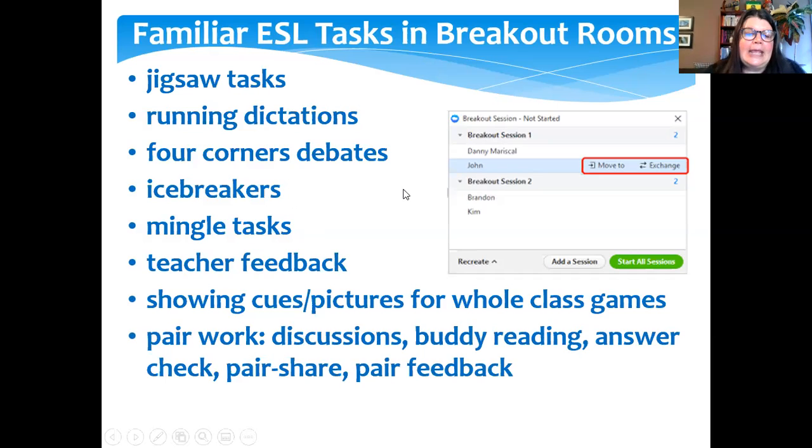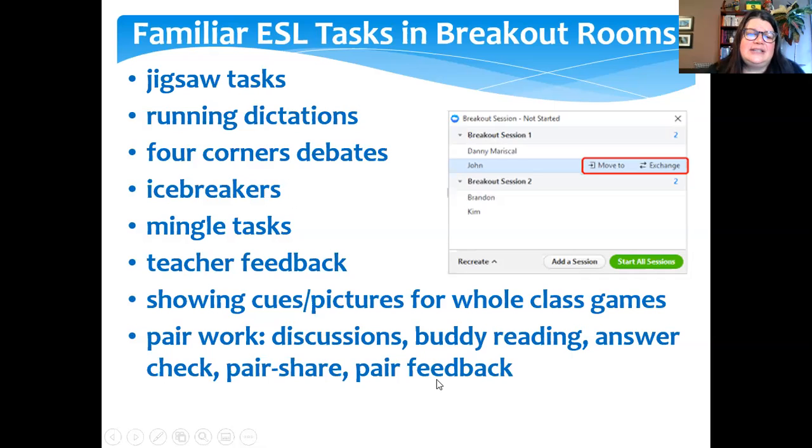Pair work obviously works well, so that can be everything from discussions to buddy reading where the students read to each other. That works really well with low-level students who don't have confidence in speaking tasks. Answer check, pair share, pair feedback, where students give feedback to each other, that sort of thing.